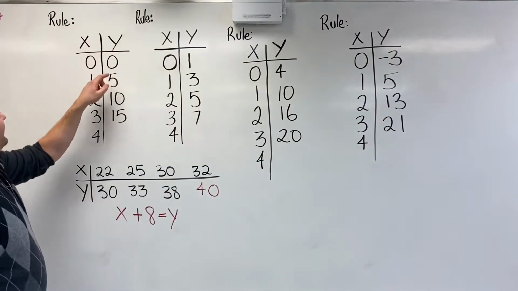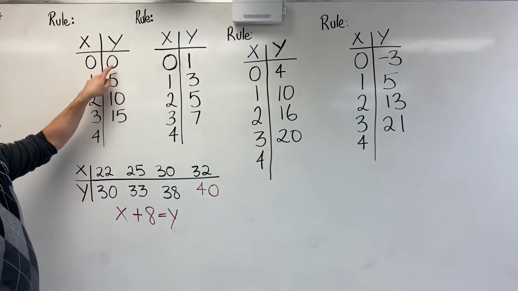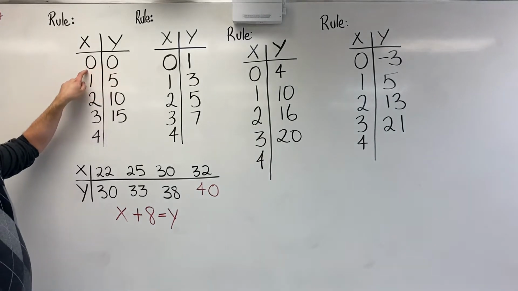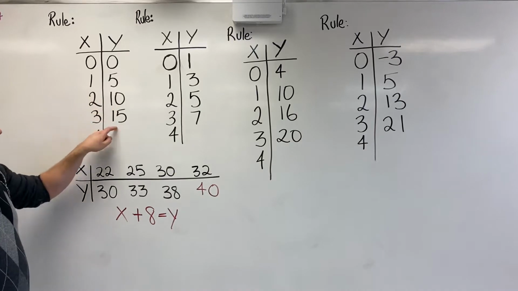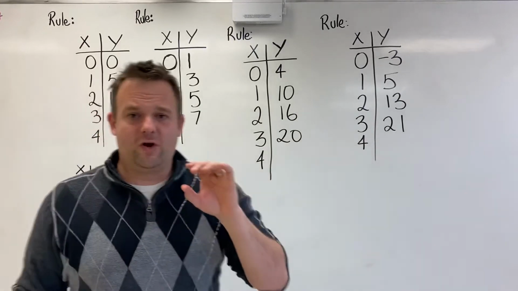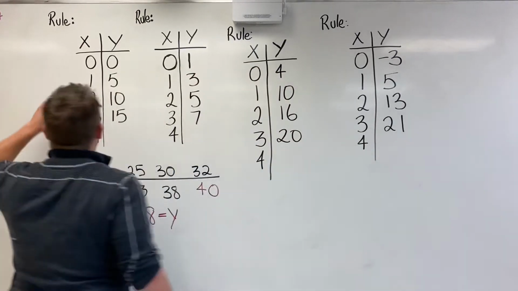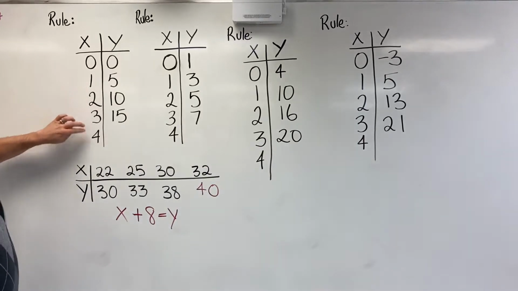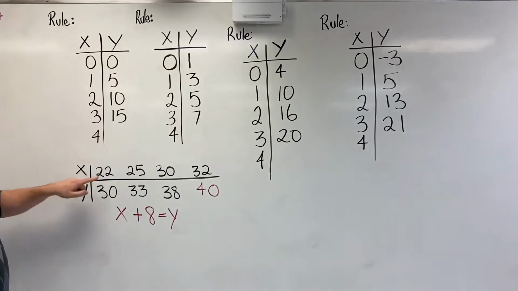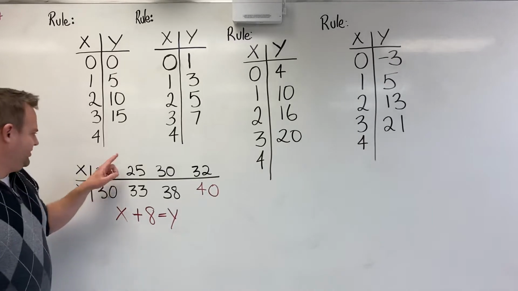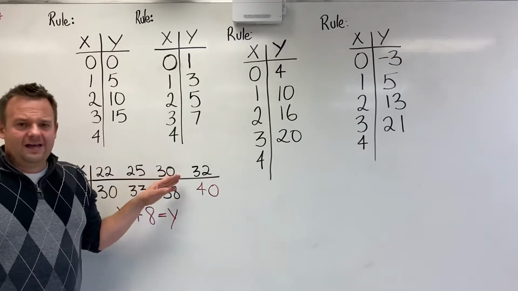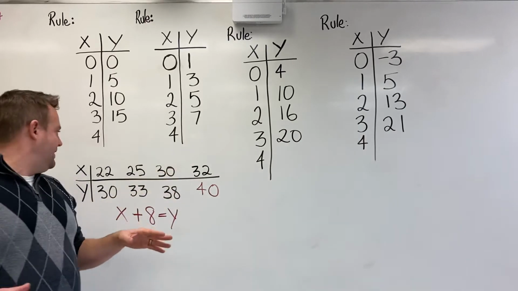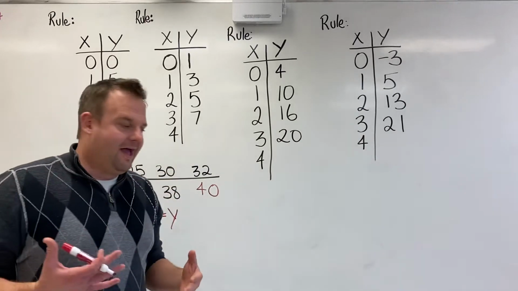X to y. Now, this is a key indicator to tell you that something is happening. 0 to 0, 1 to 5, 2 to 10, 3 to 15. Let's take a look at this. I want you to notice, before we go on, that this is in sequence, meaning in order. 0, 1, 2, 3, 4. You see how this jumped around? From 22 to 25, that's going by 3. 25 to 30, that's going by 5. Then it's going by 2. No real pattern happening there.